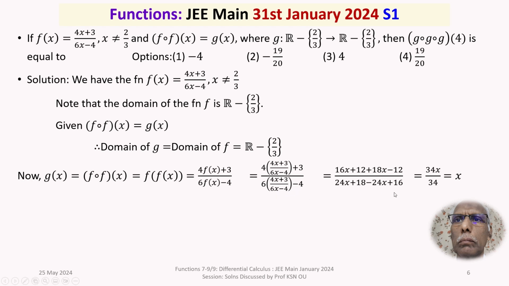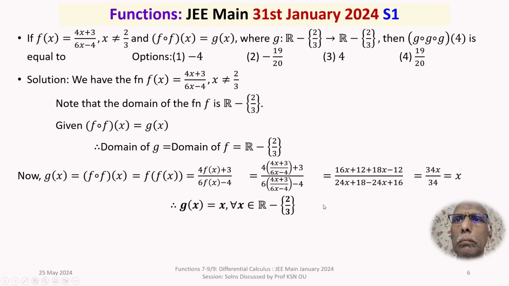Now take the LCM and the denominators are cancelled and you obtain this one. And when you simplify this one, you get 34x by 34 and that is equal to x. So therefore, you get g of x is equal to x for all x belongs to R minus 2 by 3, because the domain of g is R minus 2 by 3. That means g acts as an identity function on R minus 2 by 3.